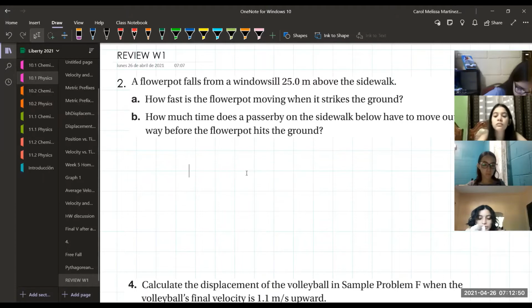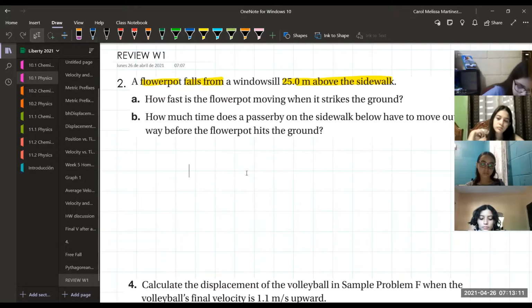They are telling me that this flower pot falls, okay? That's the keyword. From a windowsill 25 meters above the sidewalk, okay? So I don't have a sketch. I don't have any sketch, so I recommend to do it.